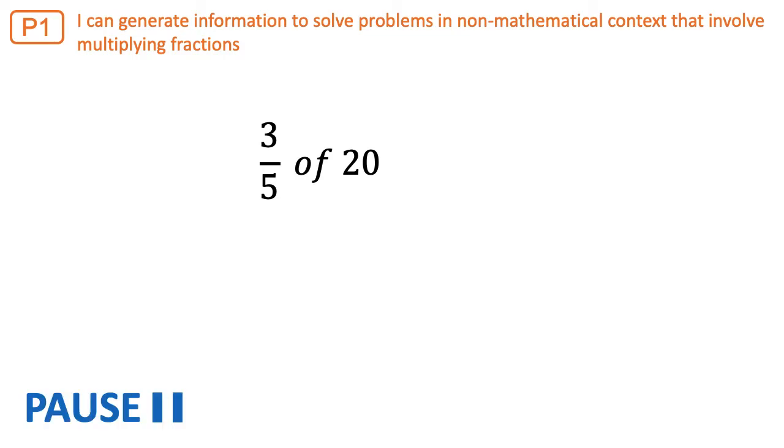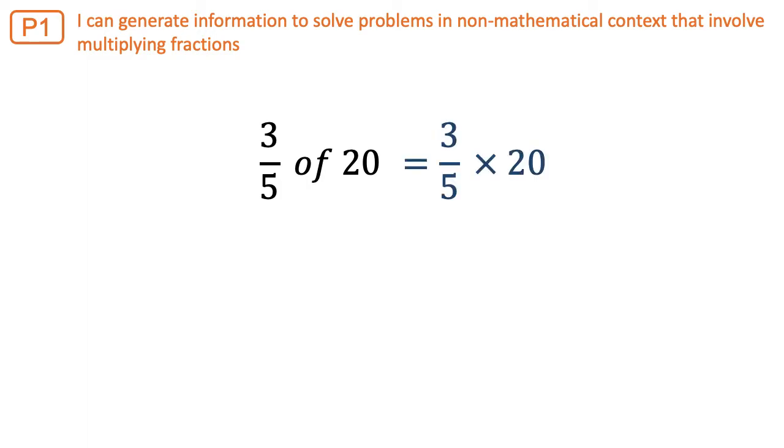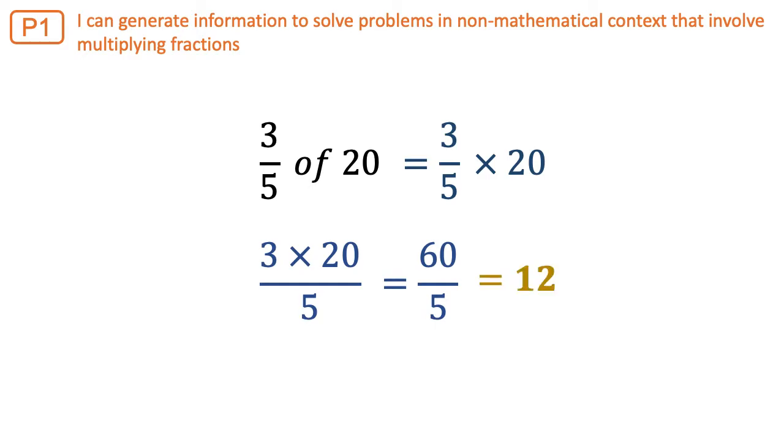As some of you recognize, 3/5 of 20 is the same as calculating 3/5 multiplied by 20. We multiply the numerator 3 by 20. This gives us 60 over 5. Then finally, we calculate 60 divided by 5, which equals 12. So when finding the fraction of a number, it's equivalent to multiplying the number by the fraction.